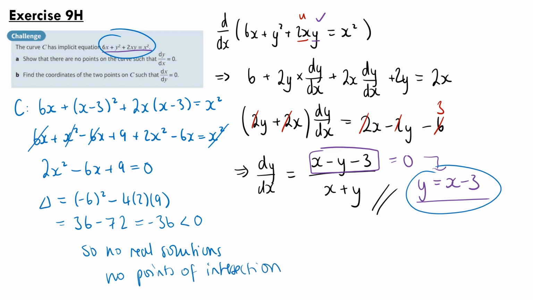And because we've shown there are no points of intersection, there are no points on the curve for which y is equal to x minus 3, so there are no points on the curve where the derivative is equal to 0.